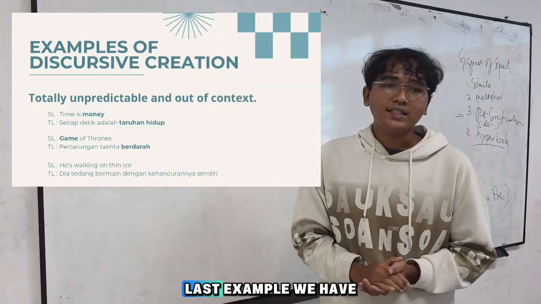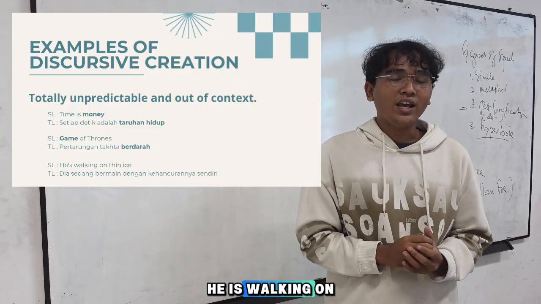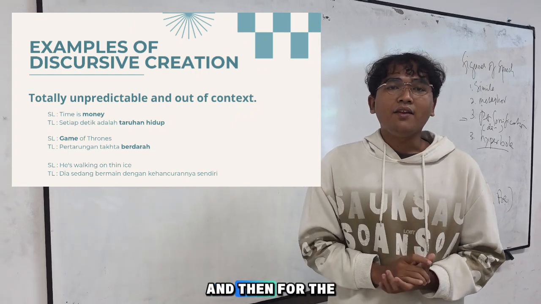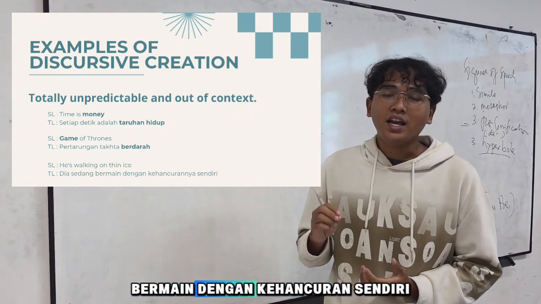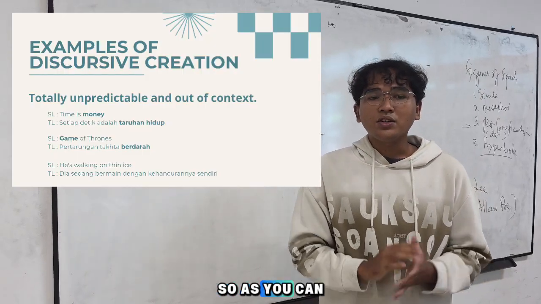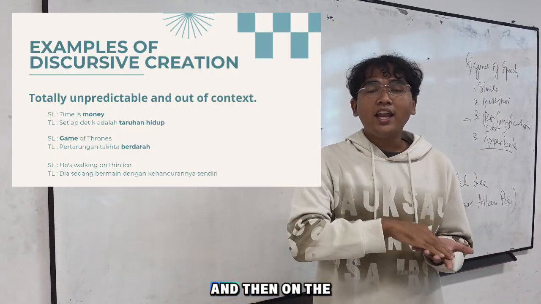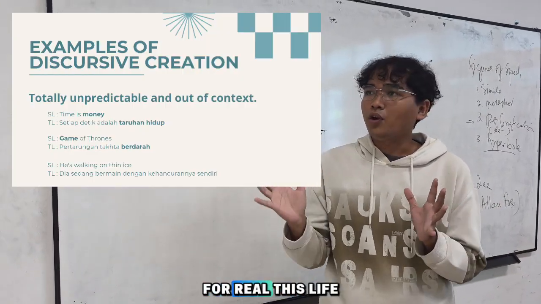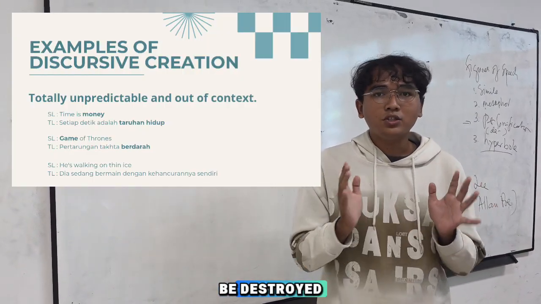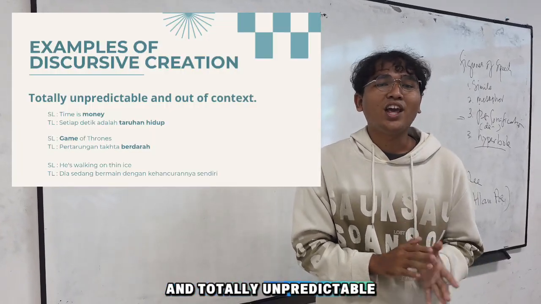And then for the last example, we have the source language: "He is walking on thin ice." And for the target language, we have "dia sedang bermain dengan kehancuran sendiri." So as you can see, the first one is like he is walking on thin ice, and the second one is talking about his life, his career, that is going to be destroyed by his own doing. So it's very different and totally unpredictable.